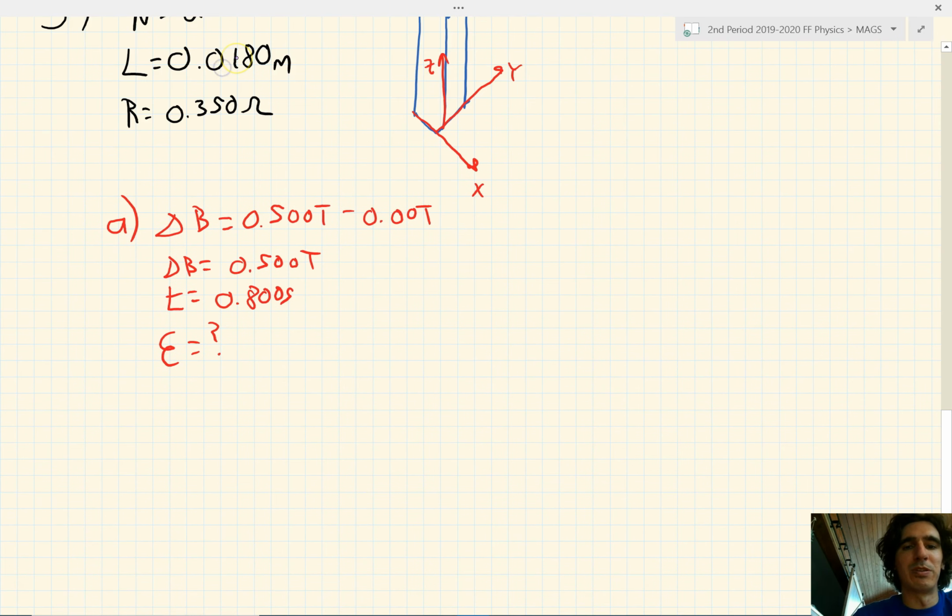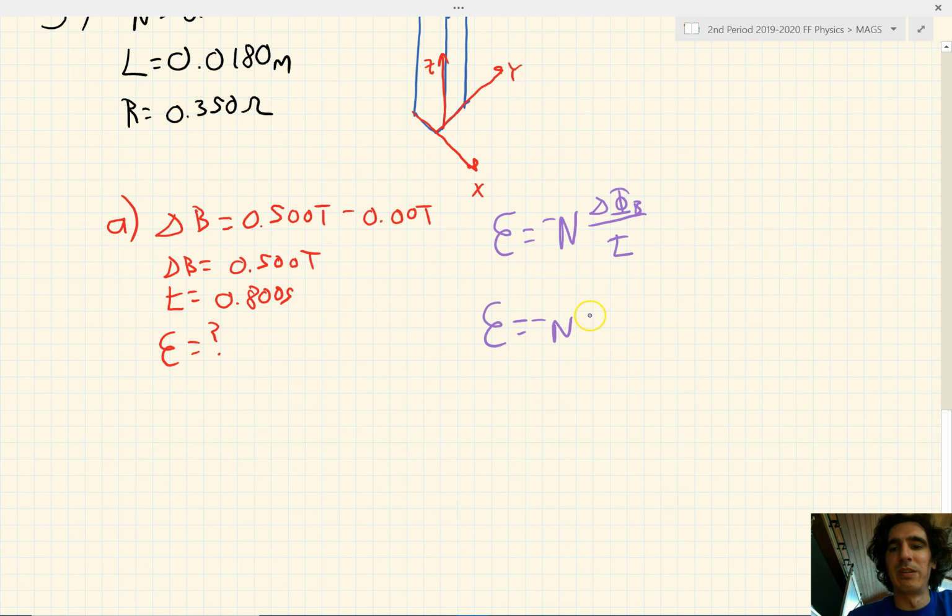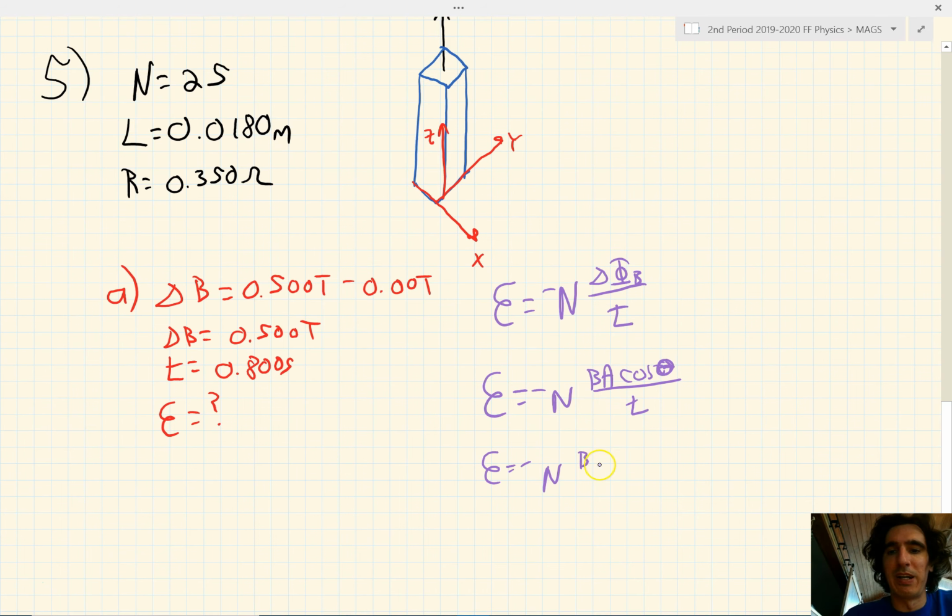So we'll use our formula for epsilon. The induced EMF is negative the number of coils times the change in the magnetic flux all over the time. We have to use our formula for the change in the magnetic flux, which is B times A cosine of theta all over t. To calculate the area, we have to multiply the side by itself, so it's L squared, since we're dealing with a square, times the cosine of theta all over the time.